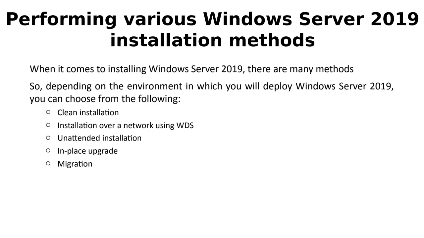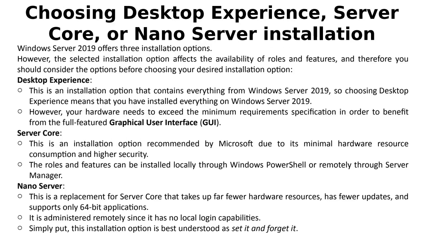When it comes to performing Windows Server installation methods, we told you we have the clean installation. If you have a new computer or formatted computer, you do clean installation. Or you do it over the network using WDS, or we do automated installation, which we call unattended installation, or in-place upgrade, or migration. I already told you about what is migration.